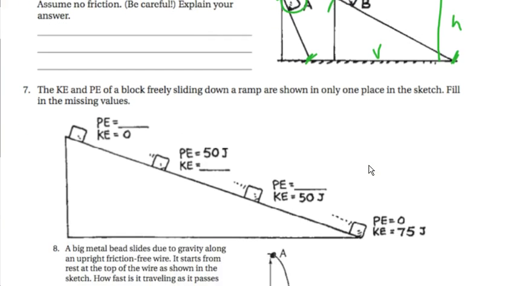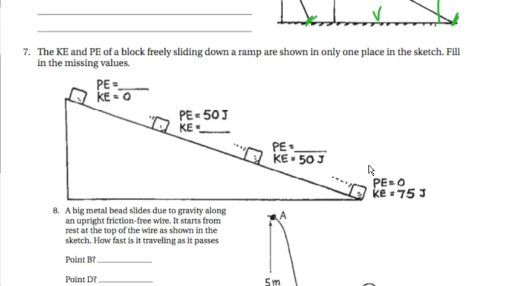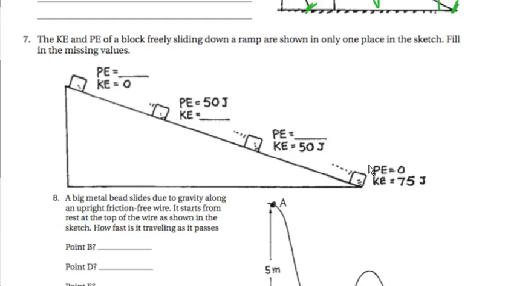Number 7, the kinetic energy and potential energy of a block freely sliding down a ramp are shown in only one place in the sketch, so they give you both in that one place. Fill in the missing values. For this problem, you need to know that the total energy equals the potential plus the kinetic.